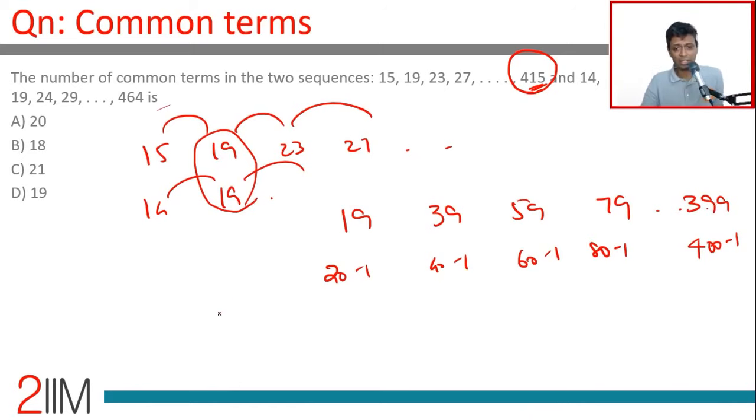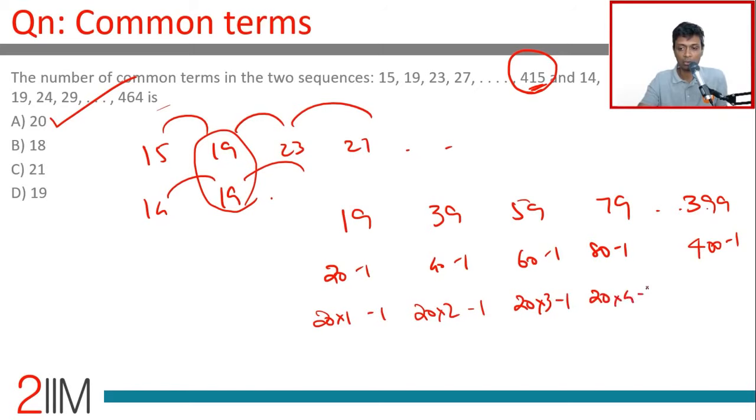How many numbers are there? 20 into 1 minus 1, 20 into 2 minus 1, 20 into 3 minus 1, all the way till 20 into 20 minus 1. Totally 20 numbers.